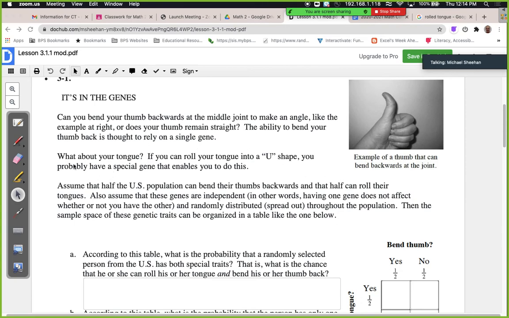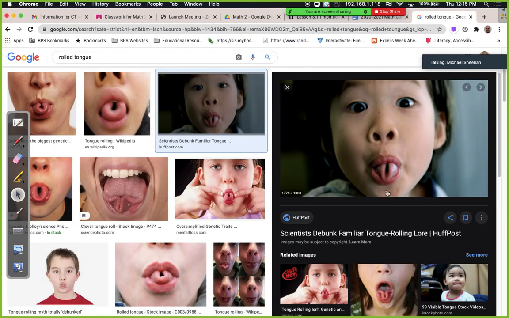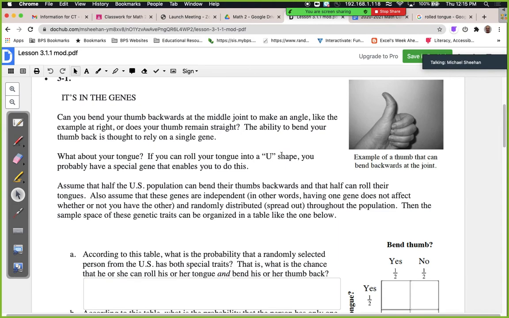All right. And now it says, what about your tongue? If you can roll your tongue into a U shape, you probably have a special gene that enables you to do this. If you don't know what that looks like, I can do it, but I'm not going to show you with my tongue. That's what it looks like. You can roll your tongue up in a U shape like that. Okay, some people can, some people can't.